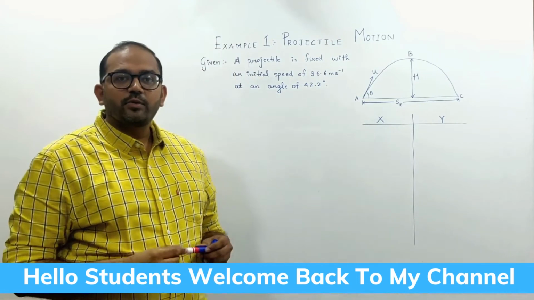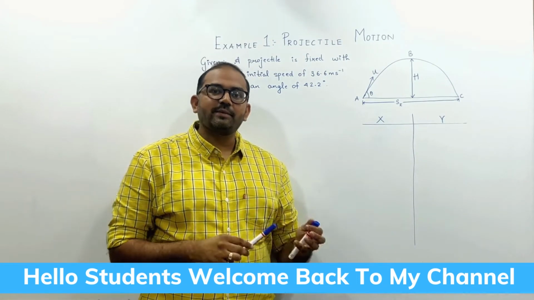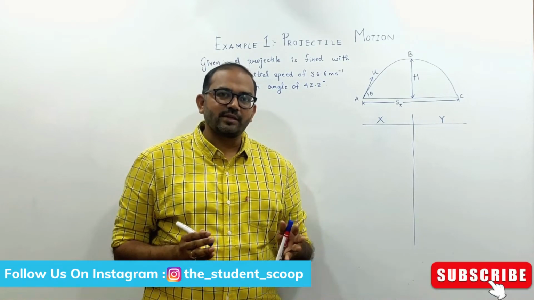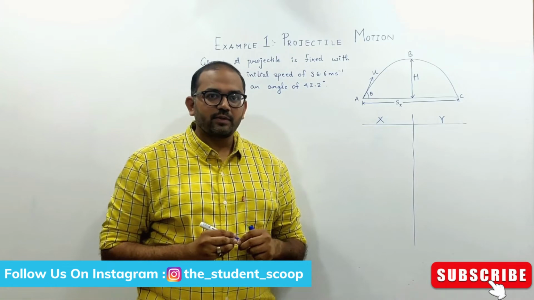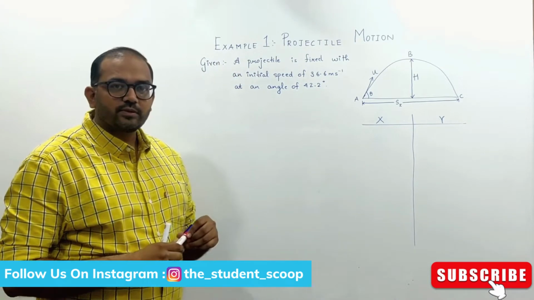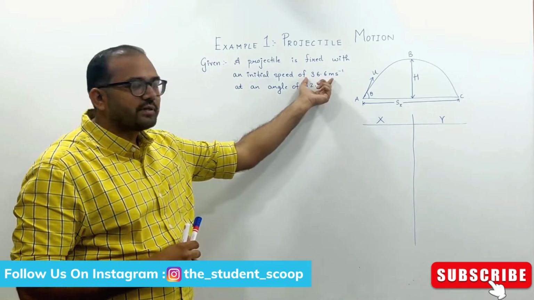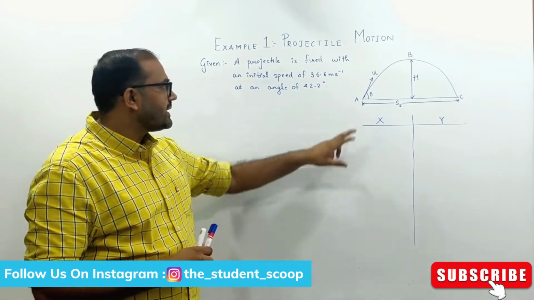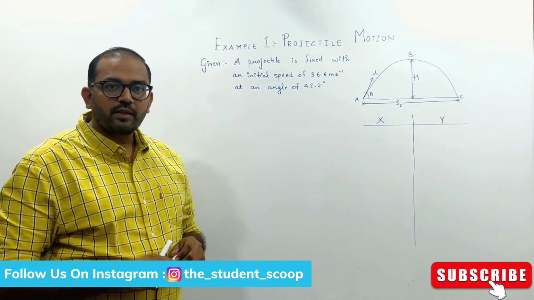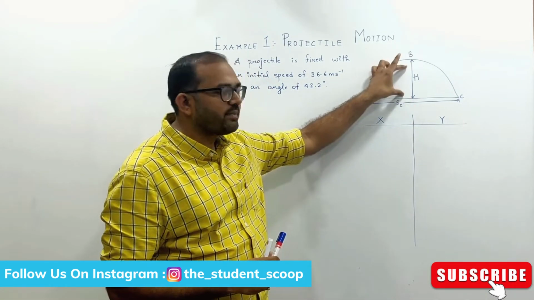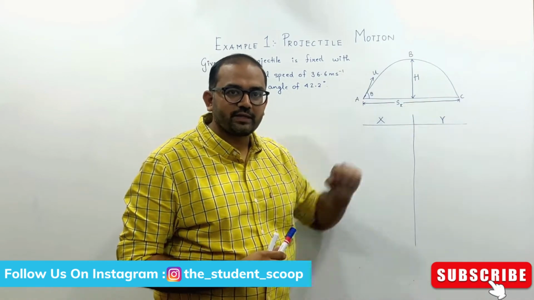Hello students, today we are going to understand the examples of projectile motion and I will make you solve 4 different cases as we discussed in our last video. Today the first example that you see on screen here is a projectile which is fired with an initial velocity of 36.6 meters per second at an angle of 42.2 degrees. We are going to try finding out here the horizontal range, the maximum height and the time of flight.